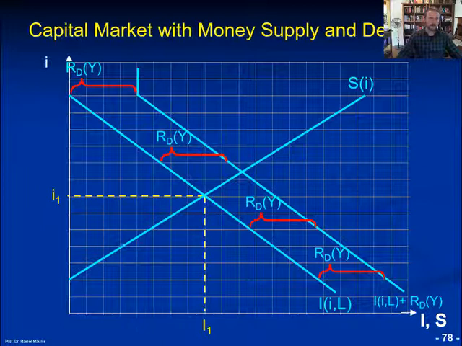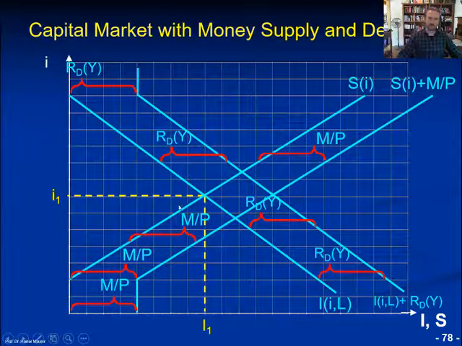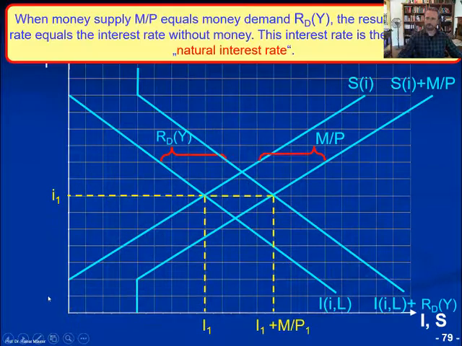If you now add the real money supply curve to the savings supply curve of households, we receive the capital market with money demand and money supply. As this shows, when money demand is just equal to money supply, in our graphical example here, the length of 4 little quads, the resulting interest rate is the same as the interest rate without money demand or money supply.